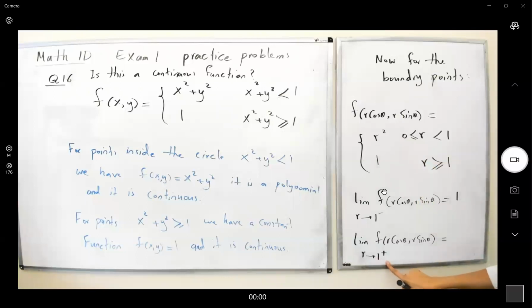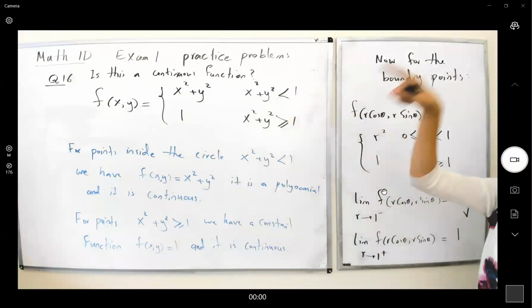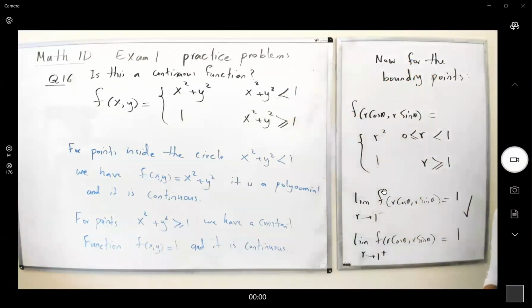R approaches 1 from right-hand side. R is getting closer and closer to 1 from right-hand side, so I know that I have a constant value. And these two are equal to each other. Limit from left is equal to the limit from right. So the limit exists, and it equals the value of the function while r is equal to 1, which is 1. So we just proved that the function is also continuous on the boundary, which is a circle. So we're done proving continuity of this function.